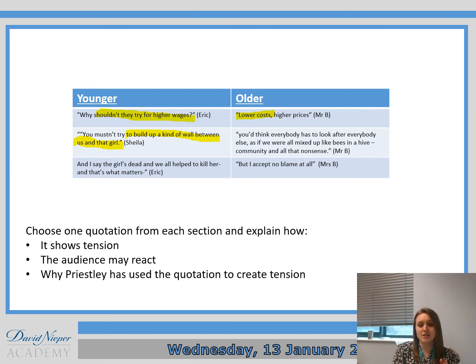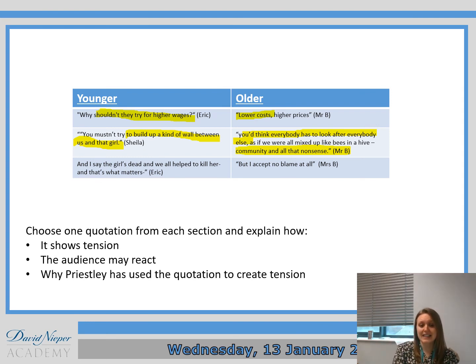This contrasts to Mr. Birling, who says you'd think everyone has to look after everybody else, as if we're all mixed up like bees in a hive, community and all that nonsense. A really lovely quote that you should really know from Mr. Birling. So you think everybody has to look after everybody else and community and all that nonsense. He believes there should be a wall between him and other people. He believes he should just have to look after himself.